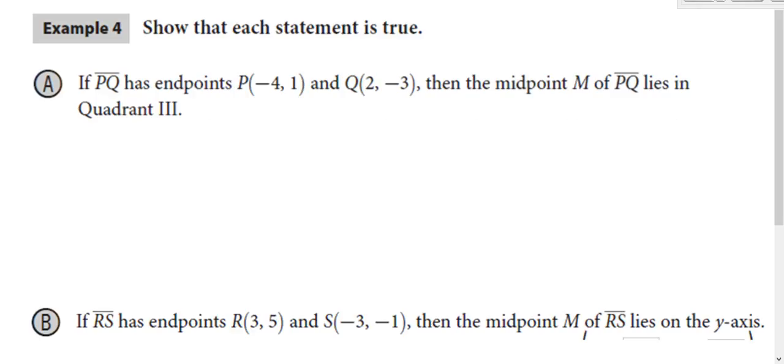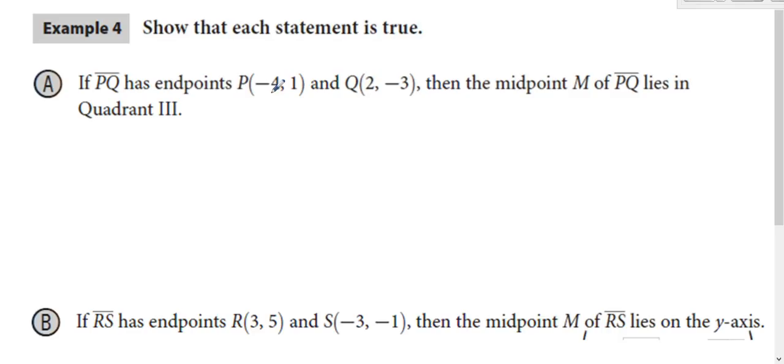PQ has endpoints of (-4, 1) and (2, -3). Then the midpoint lies in quadrant 3. So we're going to first find the midpoint, and then we'll discuss what quadrant it is in.